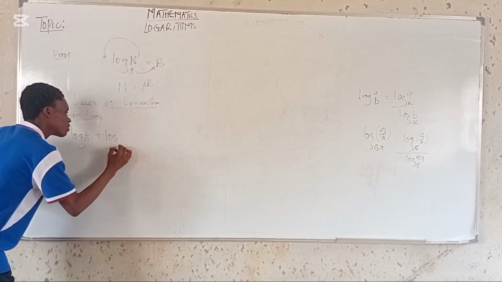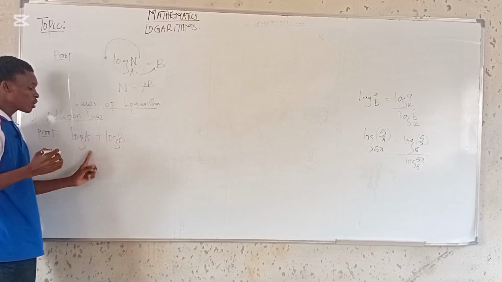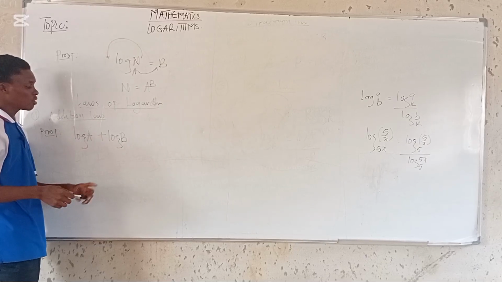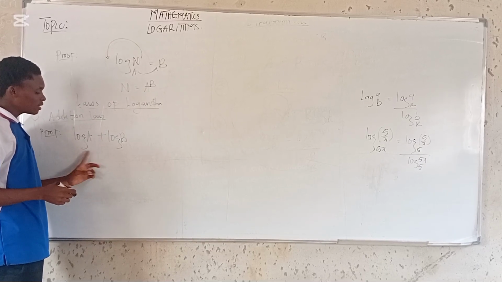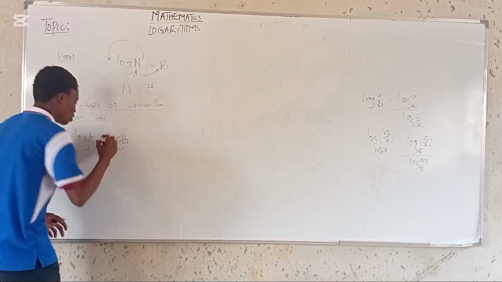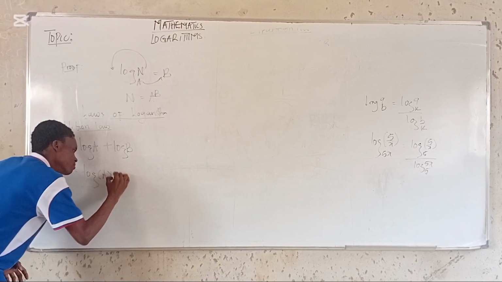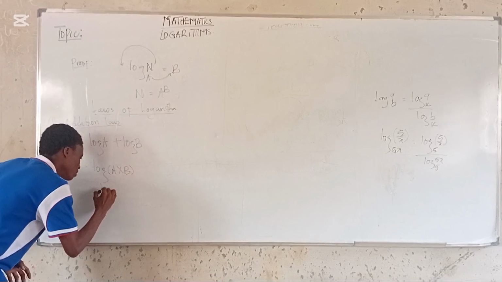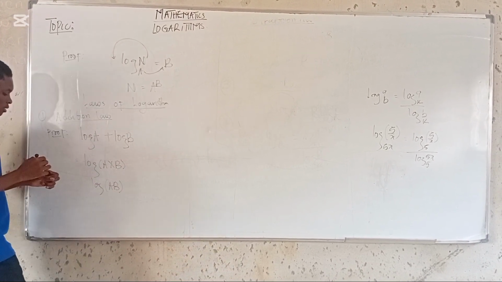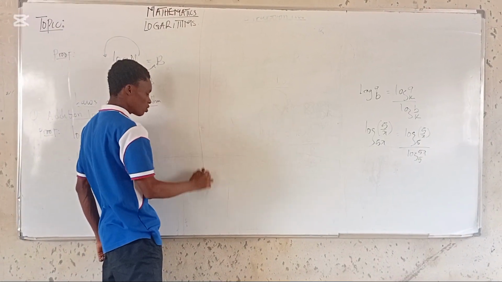plus log b, the two bases are the same. Whenever you're not given a base here, we always have base 10. So whenever we are adding, and the two bases are the same, we take one of it and multiply the logs. So what do we have? We have log a times b, which is, in a nutshell, log ab. So that's it.